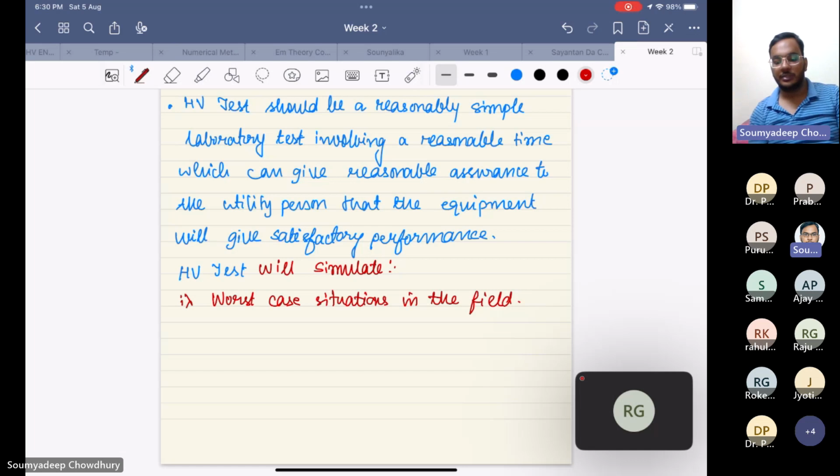Understanding the maximum or worst-case situations in the field requires more practical knowledge. In theory, we can analyze the different cases where lightning strikes our phase conductor, our ground wire, or our insulator, and what voltages will appear. We have a rough idea of the voltage or the charge associated with lightning, the charge which is brought down from the clouds to the ground by a lightning strike.